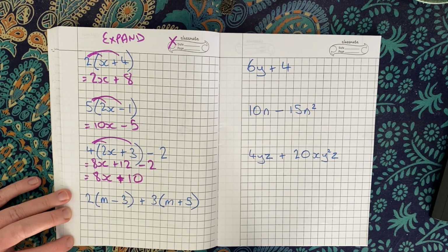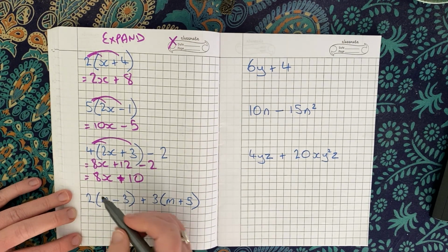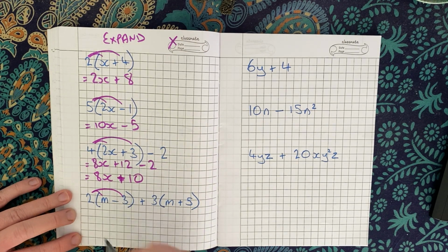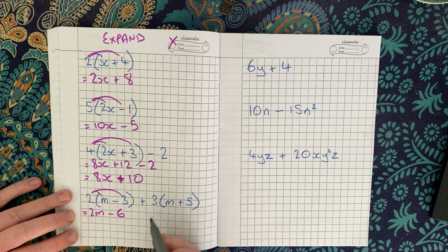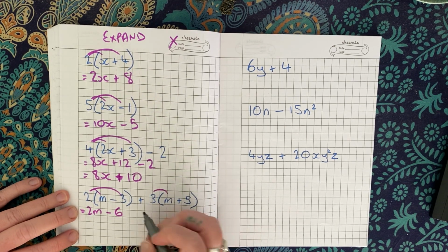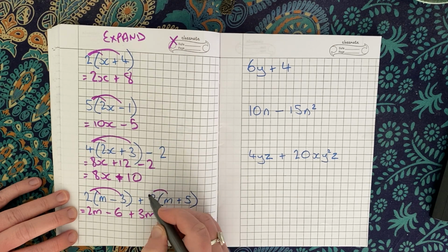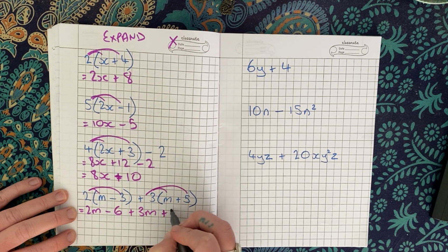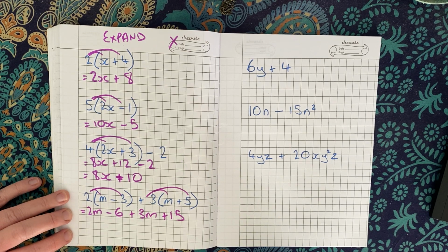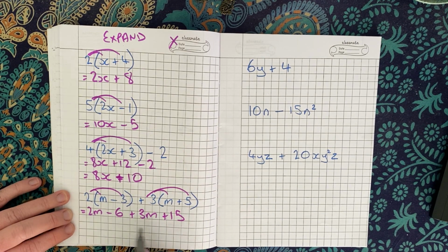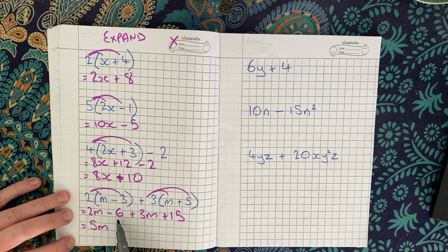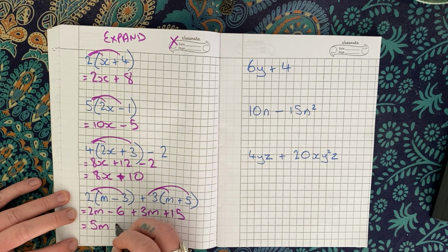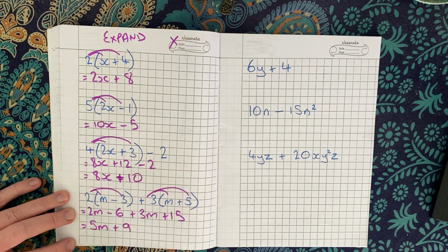All right, this is exactly the same thing, but there's just going to be more steps. So I'm going to start by distributing these, so multiplying 2m and 2 times -3. Then I'm going to do the exact same thing over here. So 3 times m is 3m, and 3 times 5 is 15. Now I do the same thing and I put the bits that match together. So the m's match and the numbers match. So 2 plus 3, I have 5m altogether, and then -6 plus 15 is 9. So then that's my final answer.